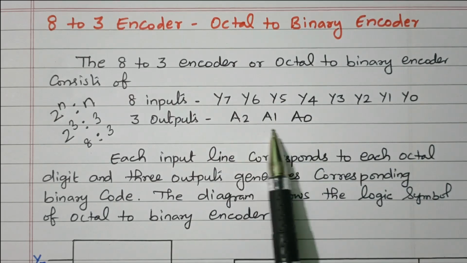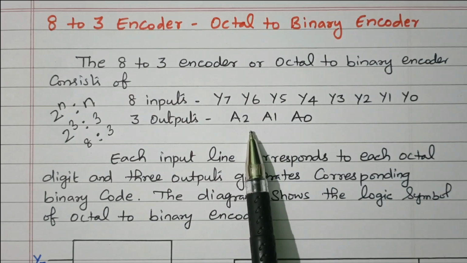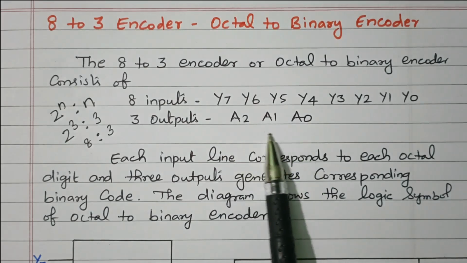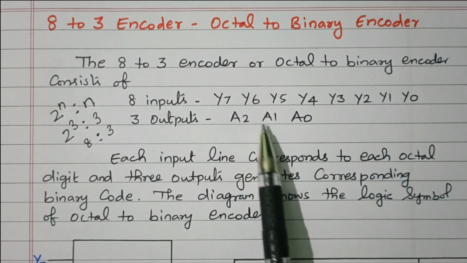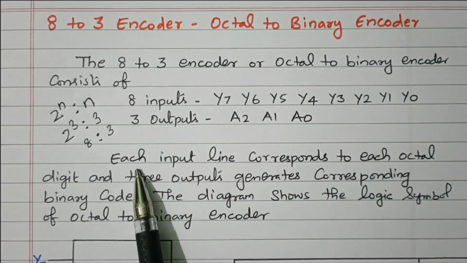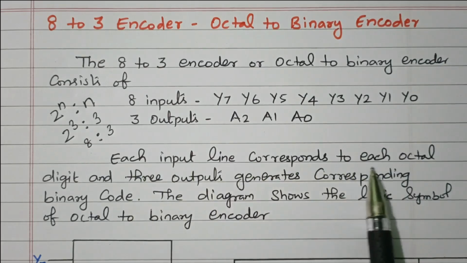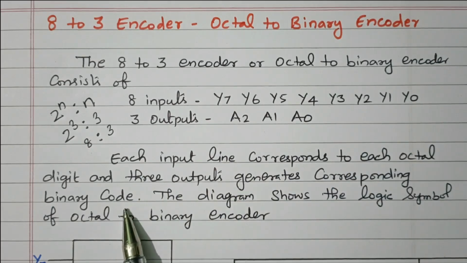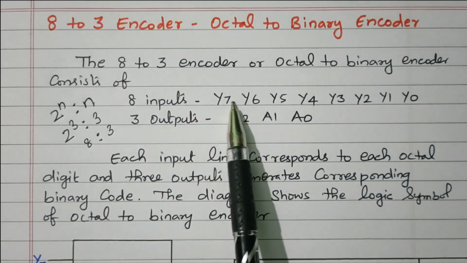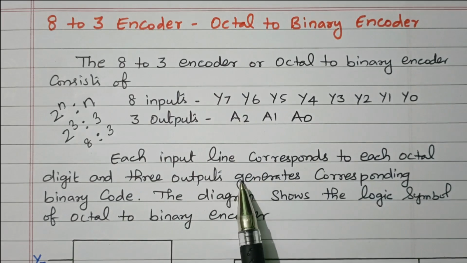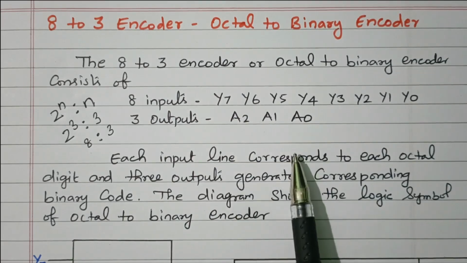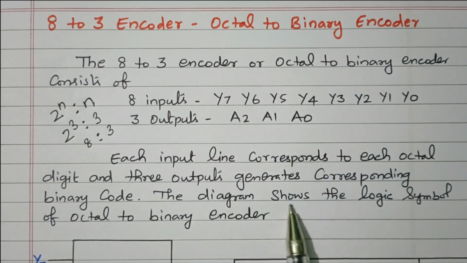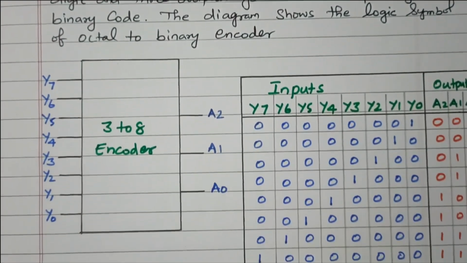3 digits in the output means, we know that 2 to the power 3, there are 8 possibilities: 0 0 0, 0 0 1, like that. 8 combinations we will get based on the 8 inputs. Each input line corresponds to each octal digit and the 3 outputs generated correspond to a binary code, so it is called octal to binary code. Because of 8 inputs, it represents an octal digit. Because of 3 outputs, it represents binary code. The diagram shows the logical symbol of the octal to binary encoder. Now we'll see how we are getting the 3 different outputs from the 8 different inputs.